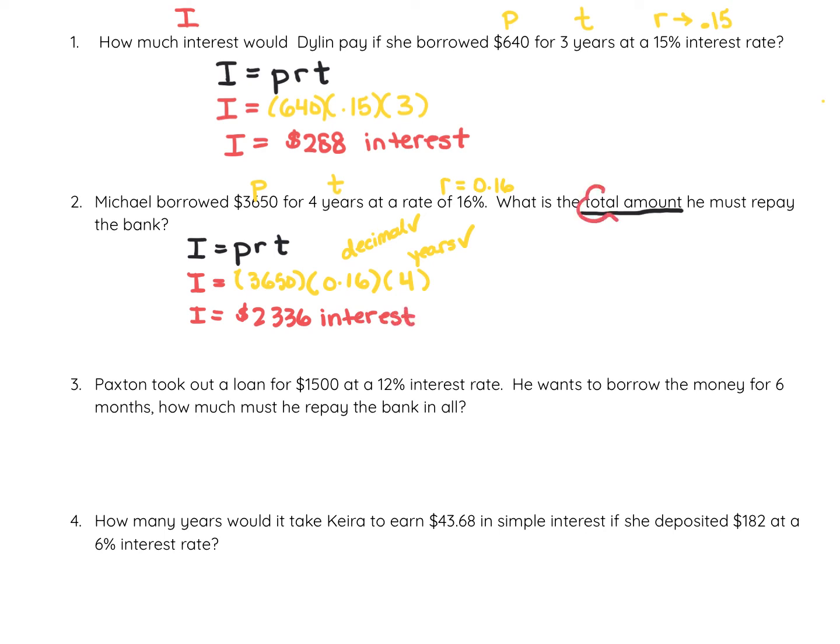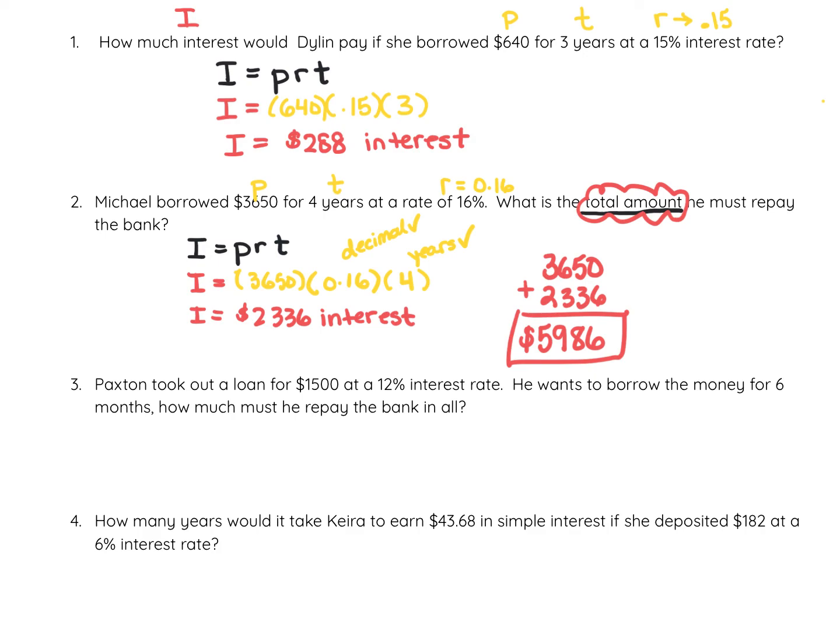So to get the total amount that he has to repay, this is one more step than problem number 1. So I need to take my $36.50 because he definitely needs to repay that. He also needs to repay the interest, and we're going to add them together to get a total of $5,986. So that's going to be the total cost for him to borrow that $36.50.